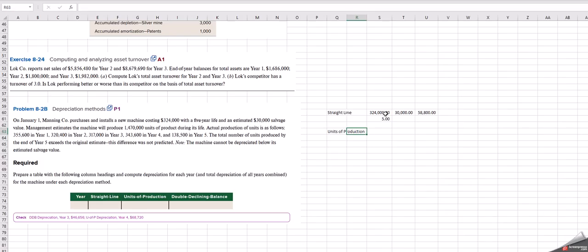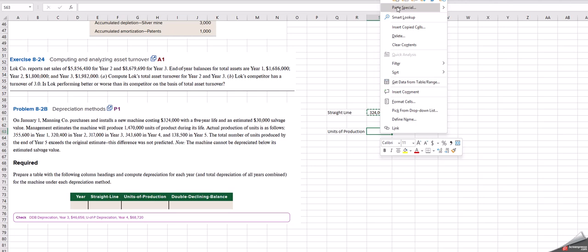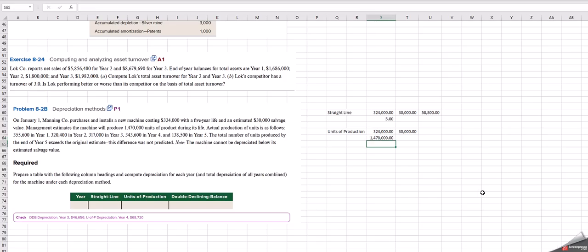Our units of production, it's the same basic thing here at the top. So our cost is $324,000. Our salvage value is $30,000. But then now, instead of dividing it by the years, we're going to divide it by the units. So 1,470,000 units. And then again, we'll come over to that formula. I'll put in my parentheses first, though. So that minus that, and then divided by that. So then it's going to be 20 cents a unit.